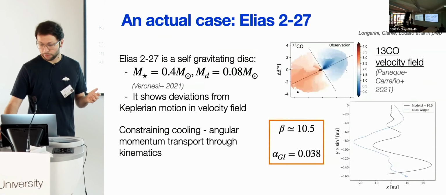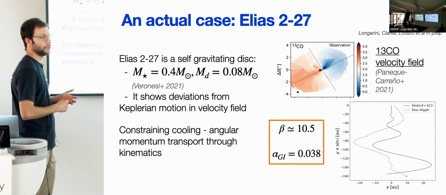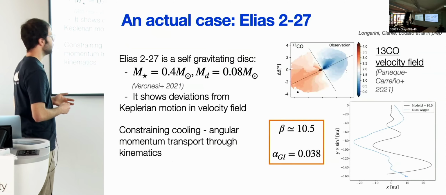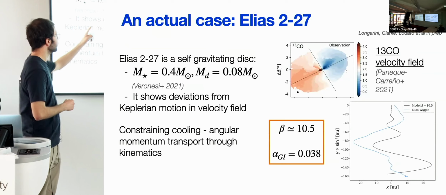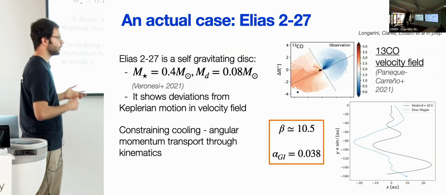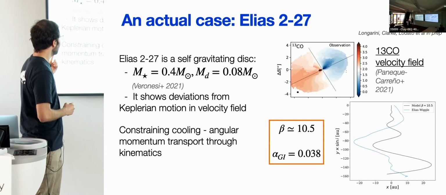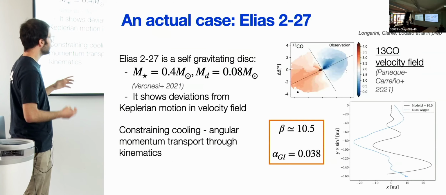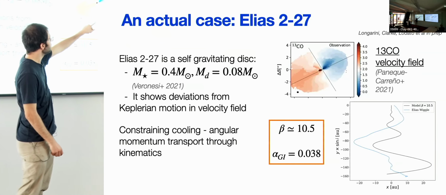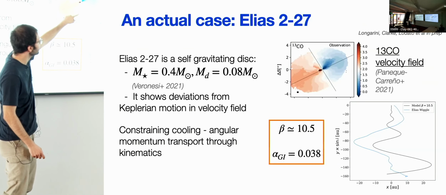So now we want to apply this method to an actual system, so to Elias 227. It is a self-gravitating disk, as Benedetta showed us. So the disk mass is a considerable fraction of the stellar mass, and we expect that self-gravitating effects are at play in this system. And it also shows global deviation from Keplerian rotation in the observed velocity field. As you can see here, there are a lot of these perturbations.